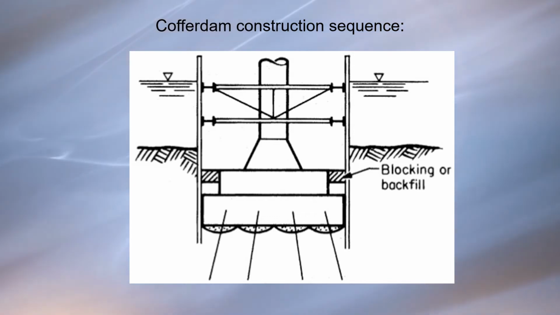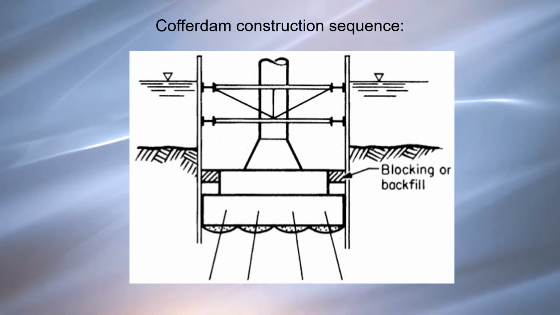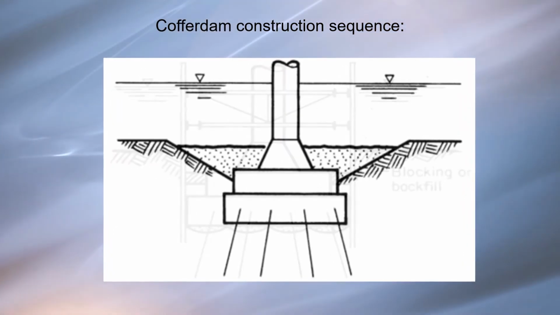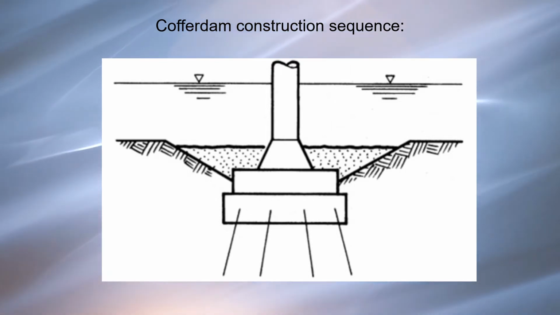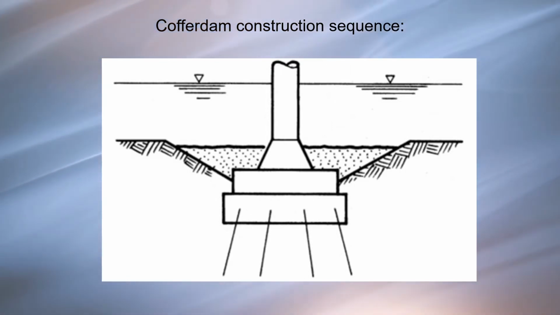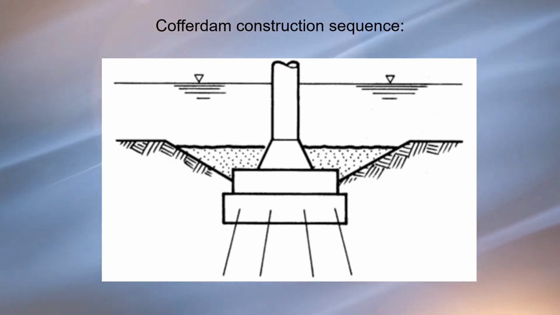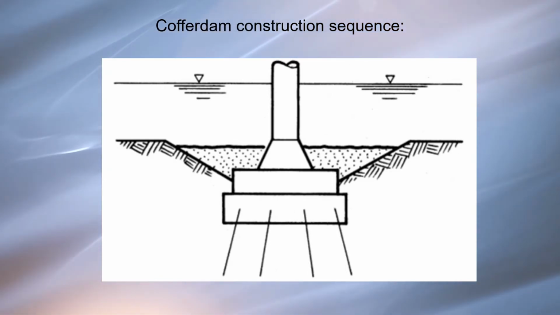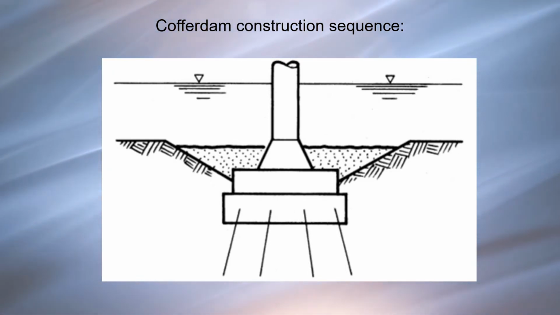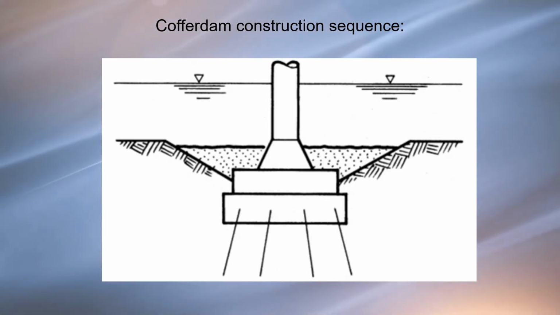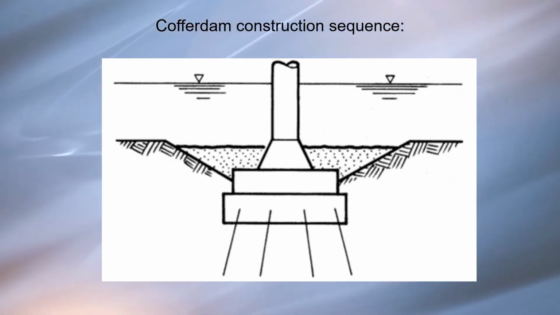Step 14. Flood the cofferdam. Step 15. Remove the sheet piles. Step 16. Remove the bracing. And step 17. Proceed with the backfill. Now let's look at a video showing the cofferdam construction.